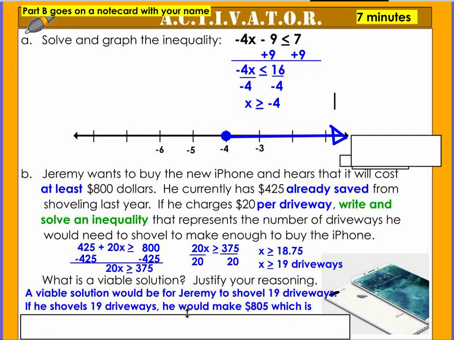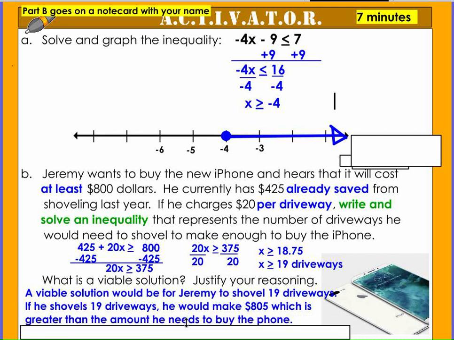The next thing we're going to say is that if he shovels 19 driveways, he's going to make $805, which is obviously more, $5 more than the amount that he needs to buy the iPhone, right? So it's greater than the amount.